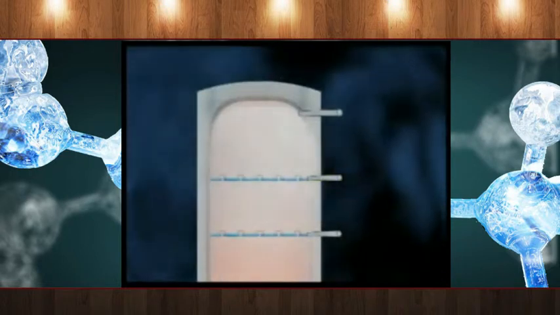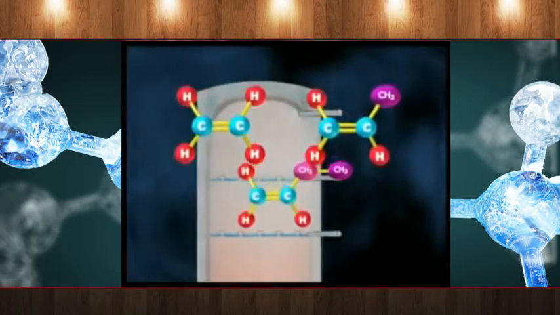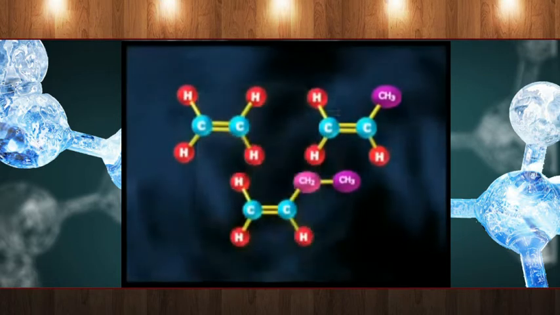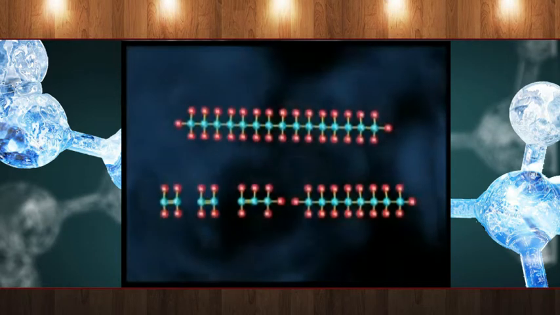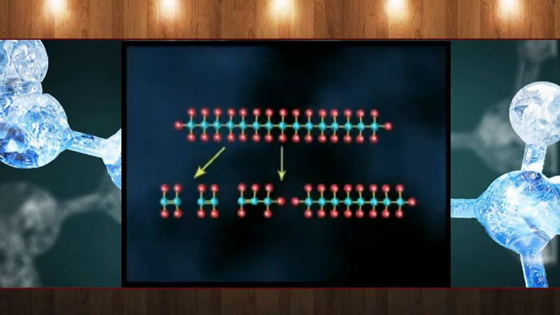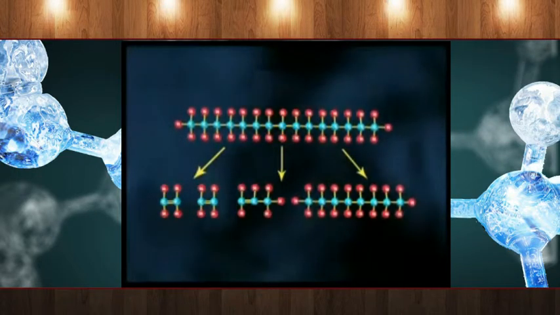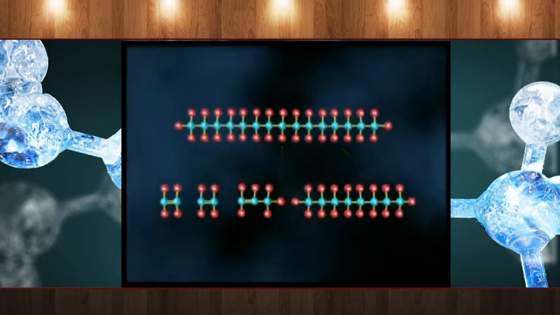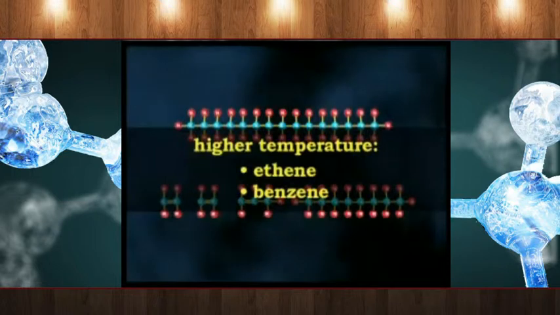Light hydrocarbons break down to the lighter alkenes, including ethene, propene and butene, which are useful for plastics manufacturing. Heavier hydrocarbons break down to some of these, but also give products rich in aromatic hydrocarbons and hydrocarbons suitable for inclusion in petrol or diesel. Higher cracking temperature favors the production of ethene and benzene.